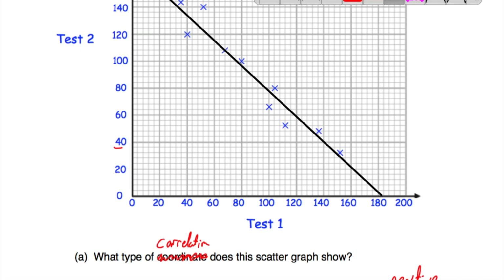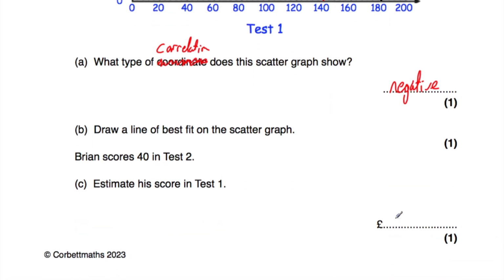So let's see our estimate. Let's get our ruler and pencil and go across from 40 to the line of best fit, and then down. And I've got that's 140. So he got 40 in test 2, and then we've gone across and down, and our estimate for his result in test 1 would be 140. So let's write that down, 140.